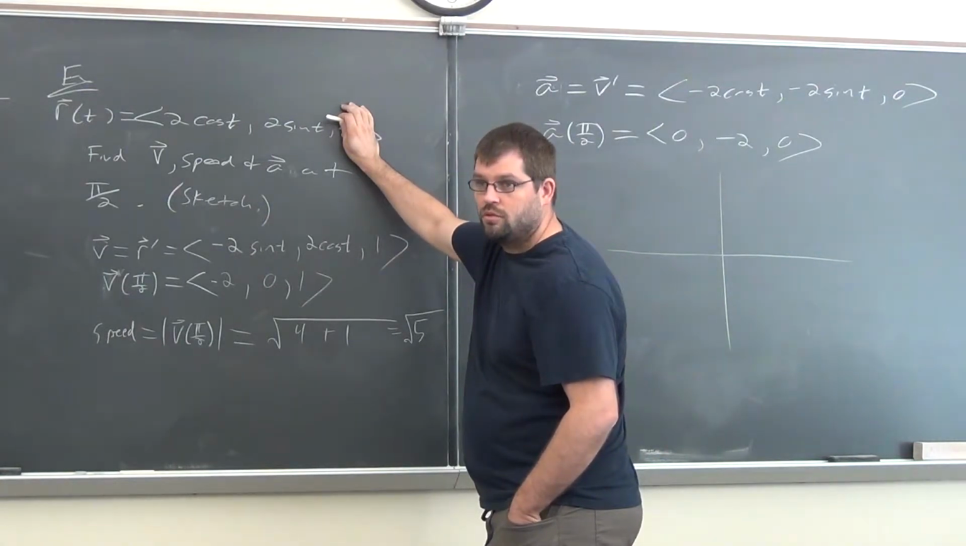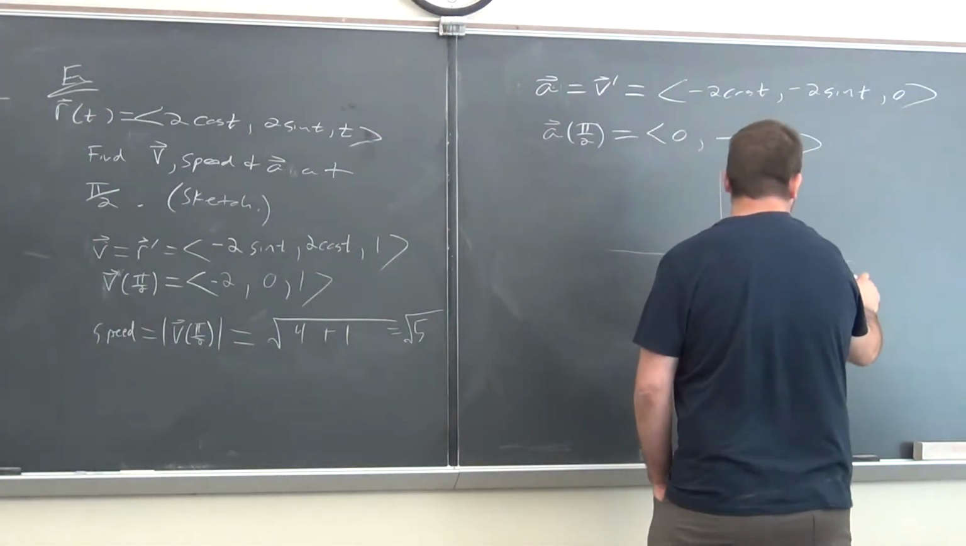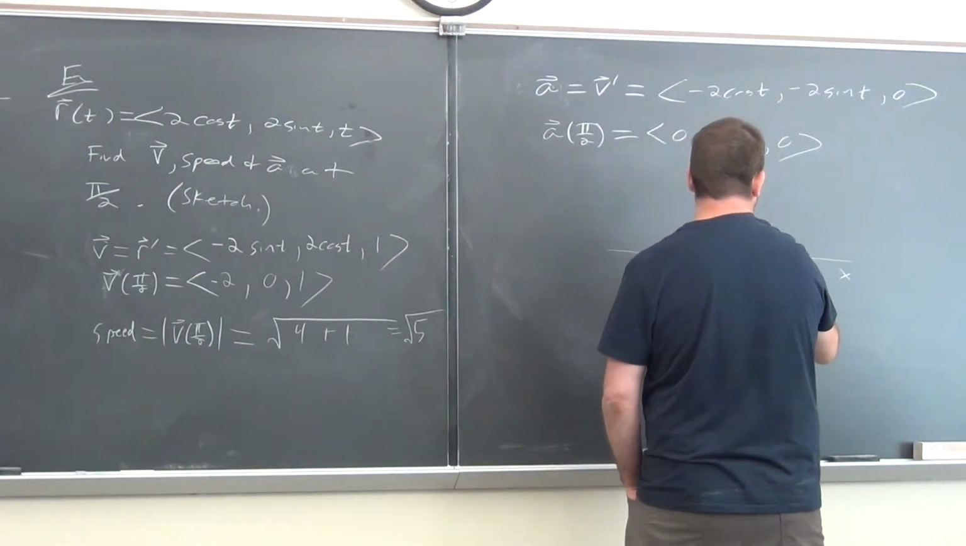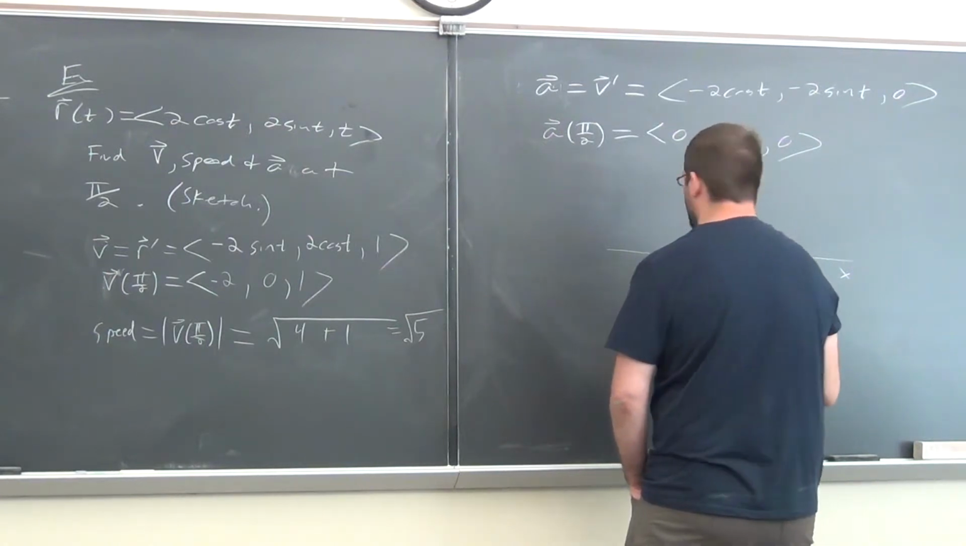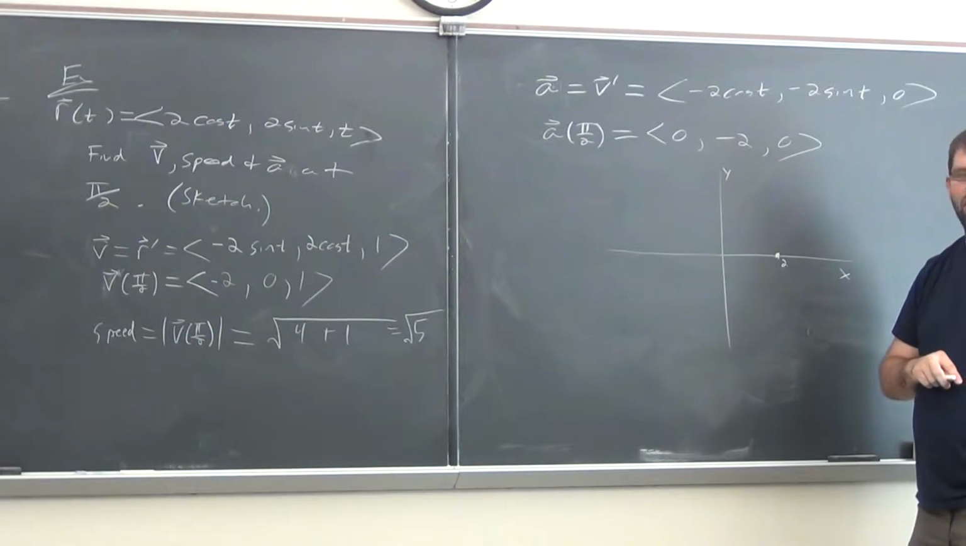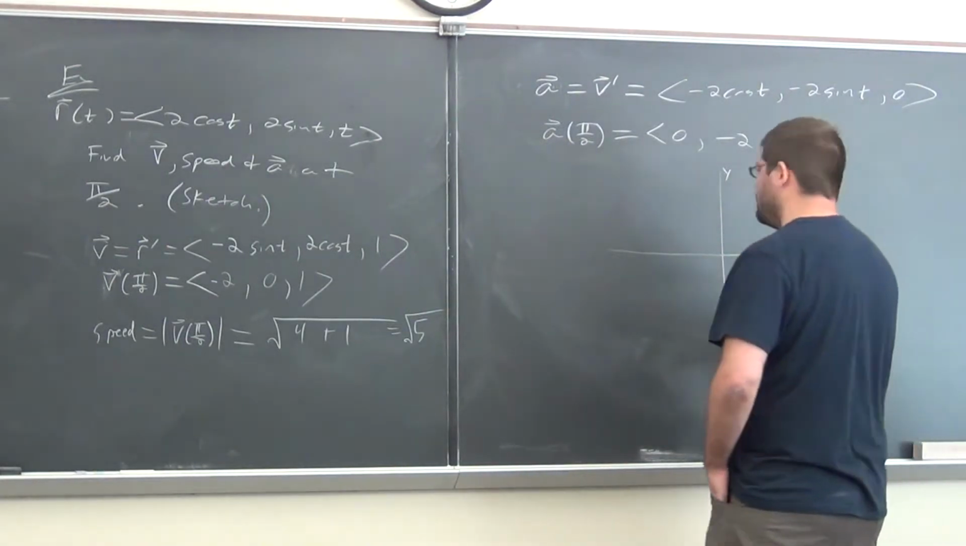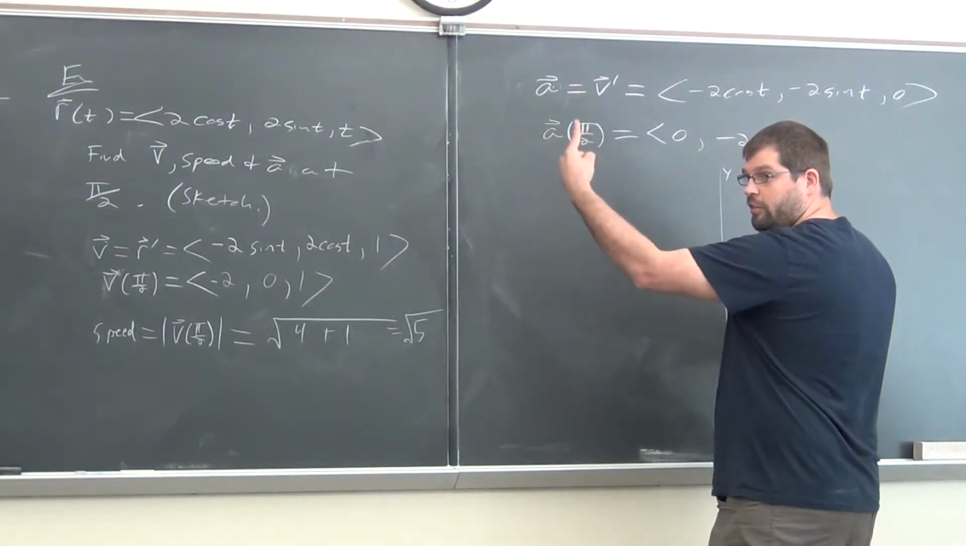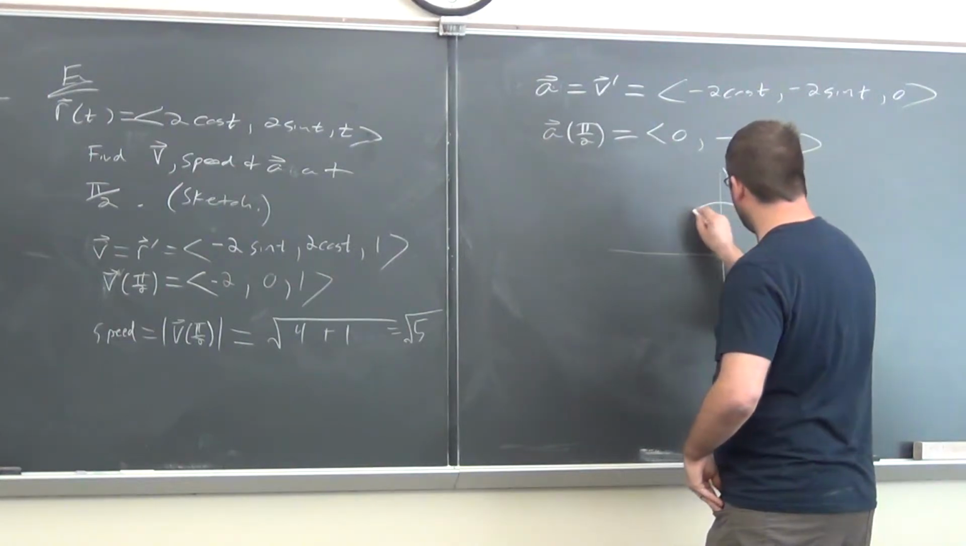2, 0, right? So that means if here's my x-axis, here's my y-axis, I'm starting out here at (2, 0), and then I'm going to spin around this circle of radius 2. Am I going up or down? You're going up, right? The sine will grow, so your y values are going to go up. So you're going to come around like this.